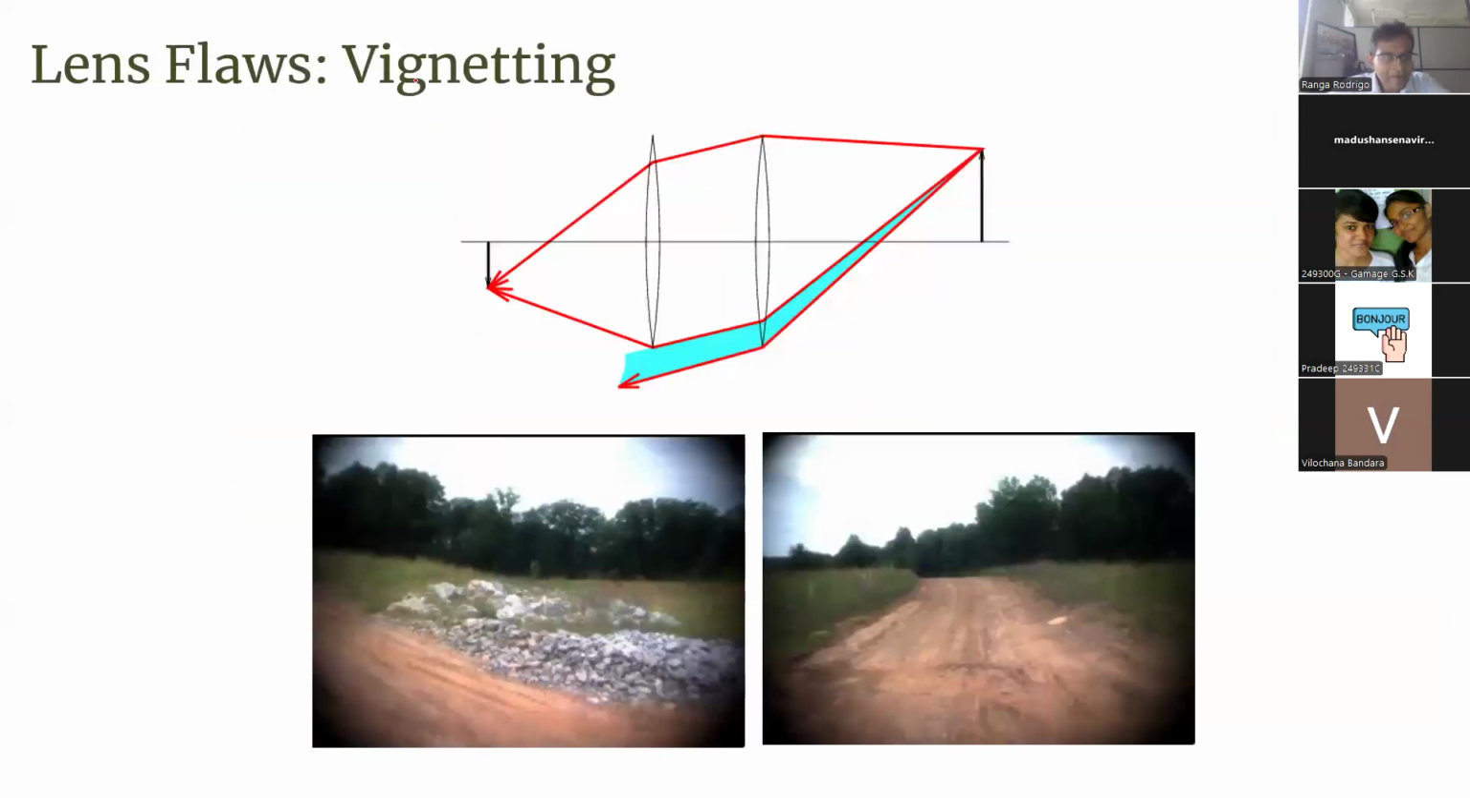So one flaw is called vignetting. Vignetting happens at the edge of the lens. You can see the light that escapes, right? So light escapes. Therefore, at the corners, you will see darkness. That's called vignetting.